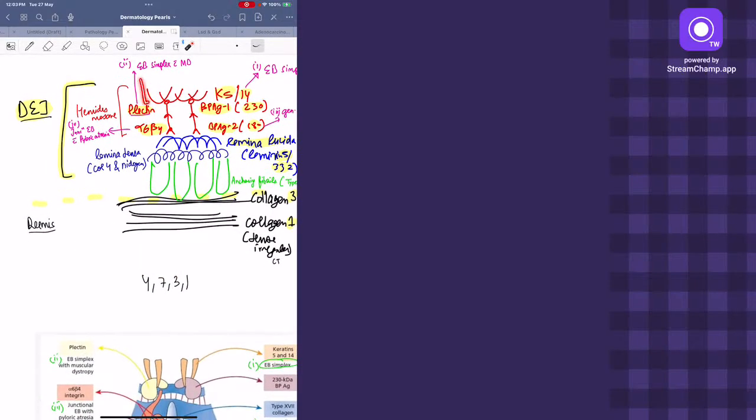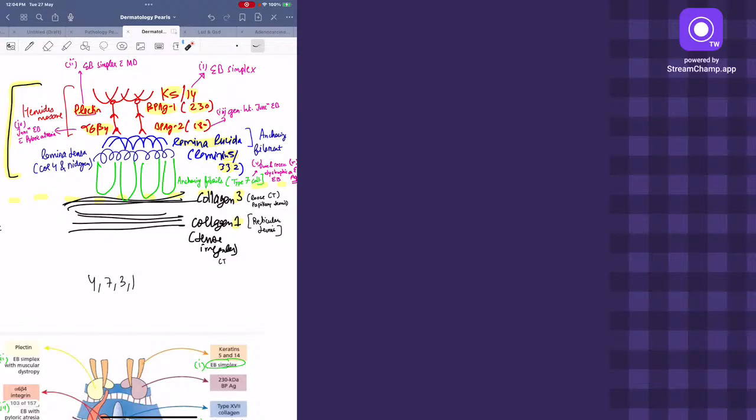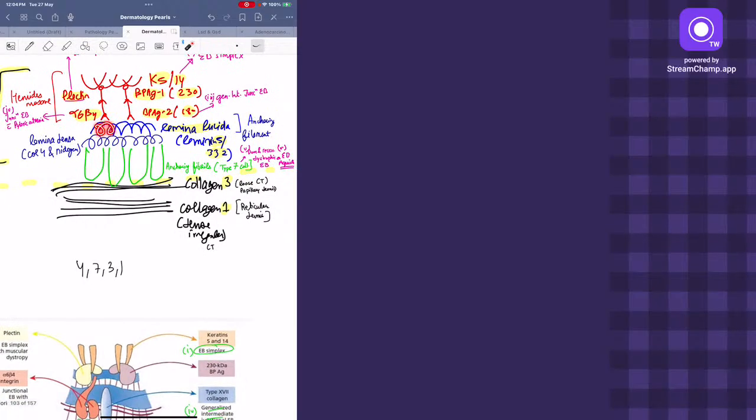Now, in the basal cells, the basal keratinocytes of the stratum basale, we have keratin 5 and 14. This is connected to plectin and BP antigen 1, which is BP antigen 230. Now this BP antigen 1 and plectin is connected to alpha 6 beta 4, and BP antigen 1 is connected to BP antigen 2, which is BP antigen 180, to the lamina lucida. These two are part of the anchoring filaments.